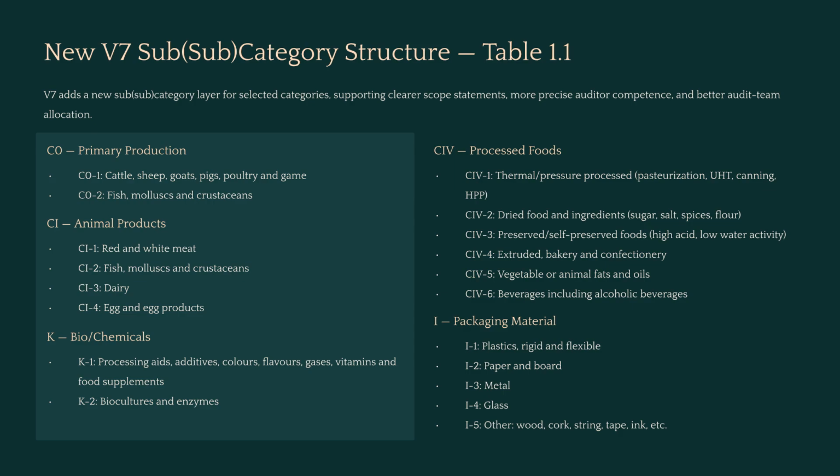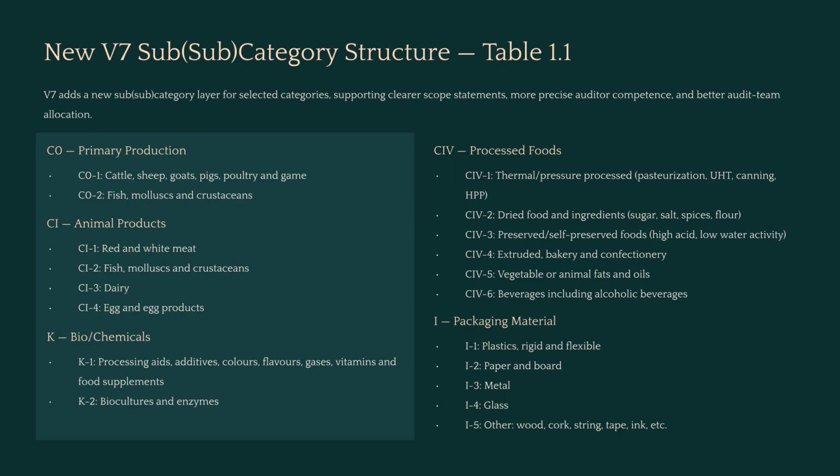For primary production, especially Category CO, and for animal products in Category CI, the scopes are now split more specifically by species or production type. This matters because the risks, controls, and competence requirements in a cattle operation are not identical to those in poultry, dairy, aquaculture, or other animal-based environments. By separating these categories more clearly, the scheme supports better auditor matching and more accurate certification boundaries.